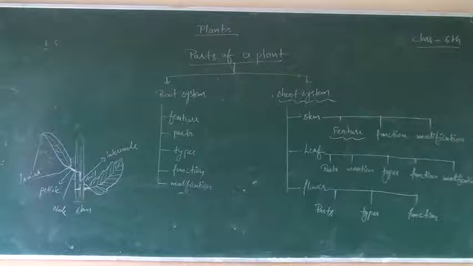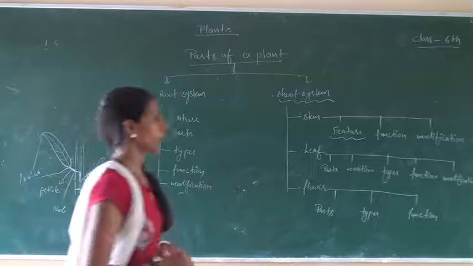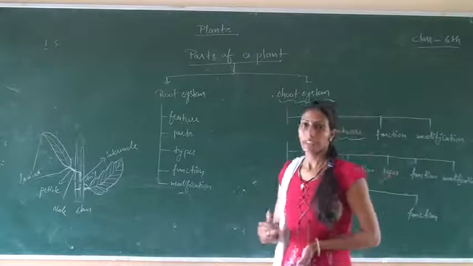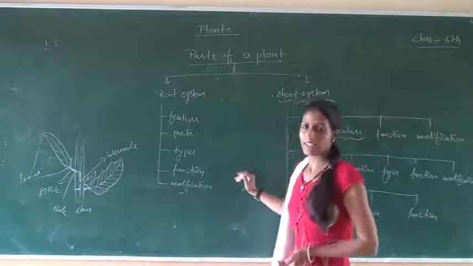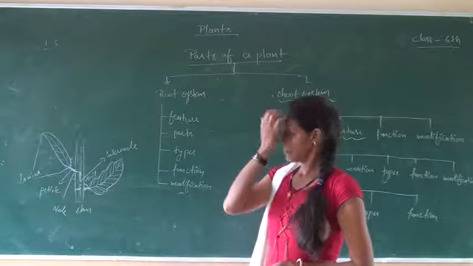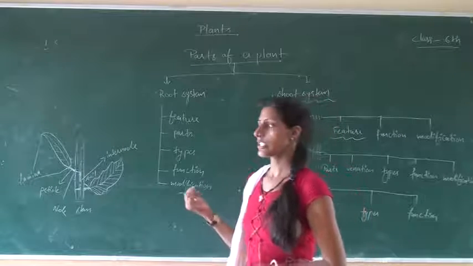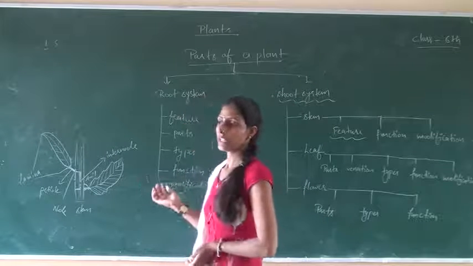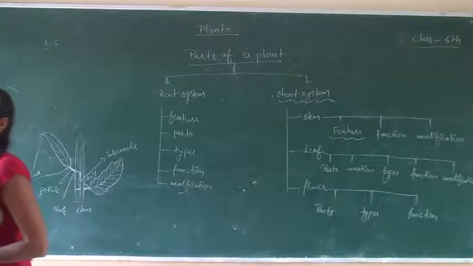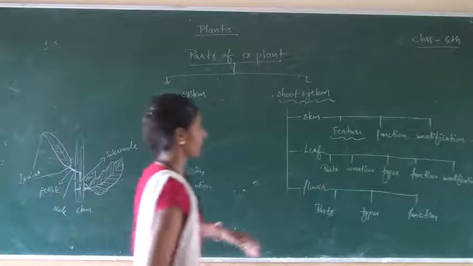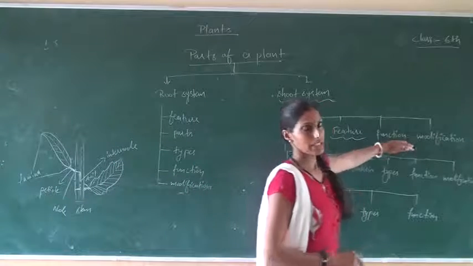Young stems are green, but older and woody stems are non-green. Young stems mean when the plant is small, then the stem is young and green in color. And when it becomes old, then the stem is non-green or just like a woody stem. Okay? After that, functions of a stem. What are the functions of a stem?